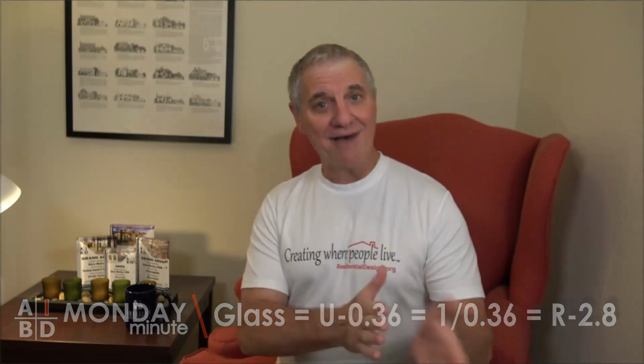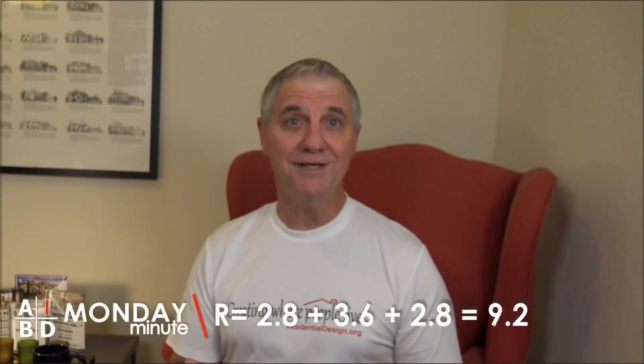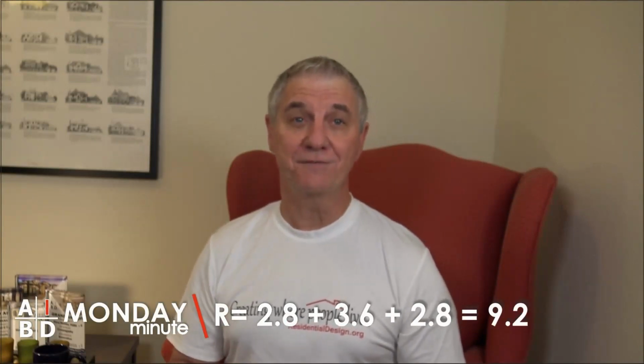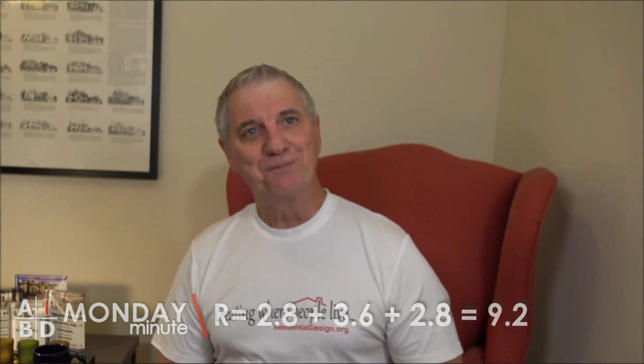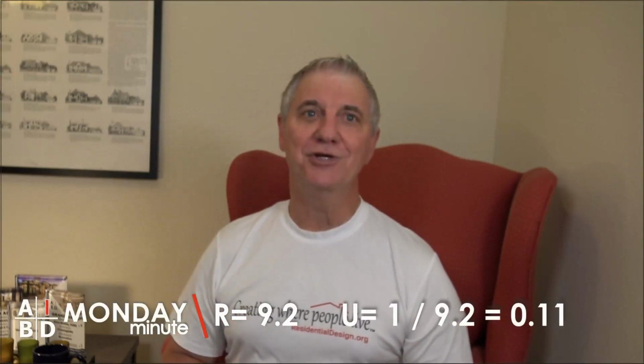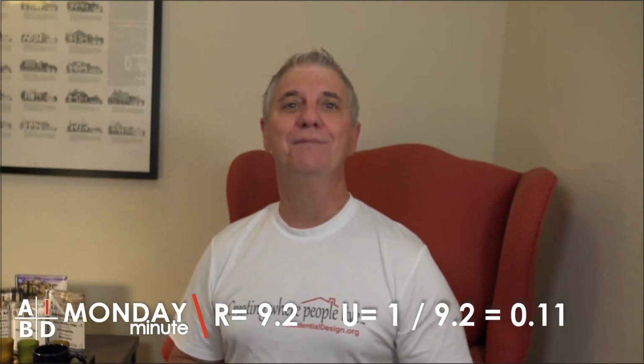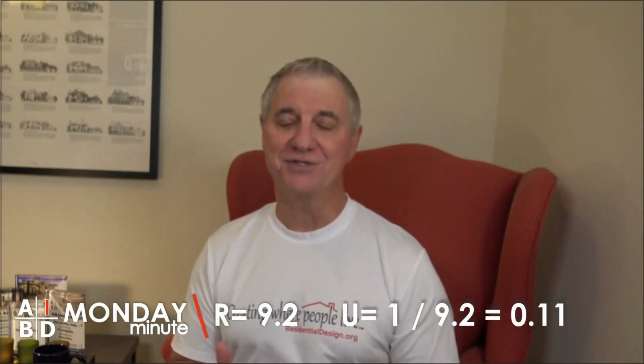And now that we have the R values, you can calculate the total R value for the entire window assembly. 2.8 times 2 plus 3.6 for the airspace is an R value of 9.2. Now to convert that back into a U value, U equals 1 divided by 9.2. So the total U value of the assembly is 0.11, and that's really good.